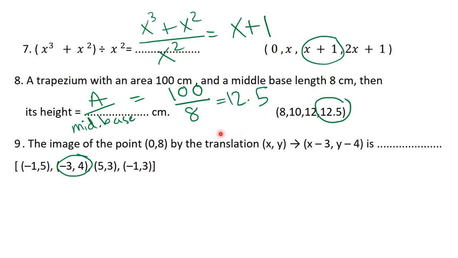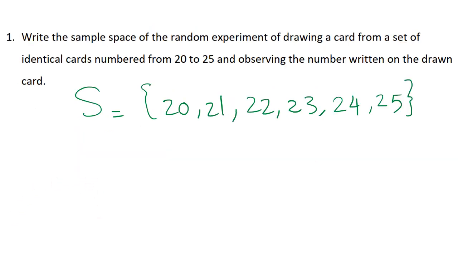In question 9, the last question in the MCQ, the image of the point (0, 8) by the translation with the rule (x minus 3, y minus 4). So the x here is 0, minus 3, it will be negative 3. And the y here is 8. When we subtract 4 from the 8, 8 minus 4 equals 4. So the answer should be (negative 3, 4).